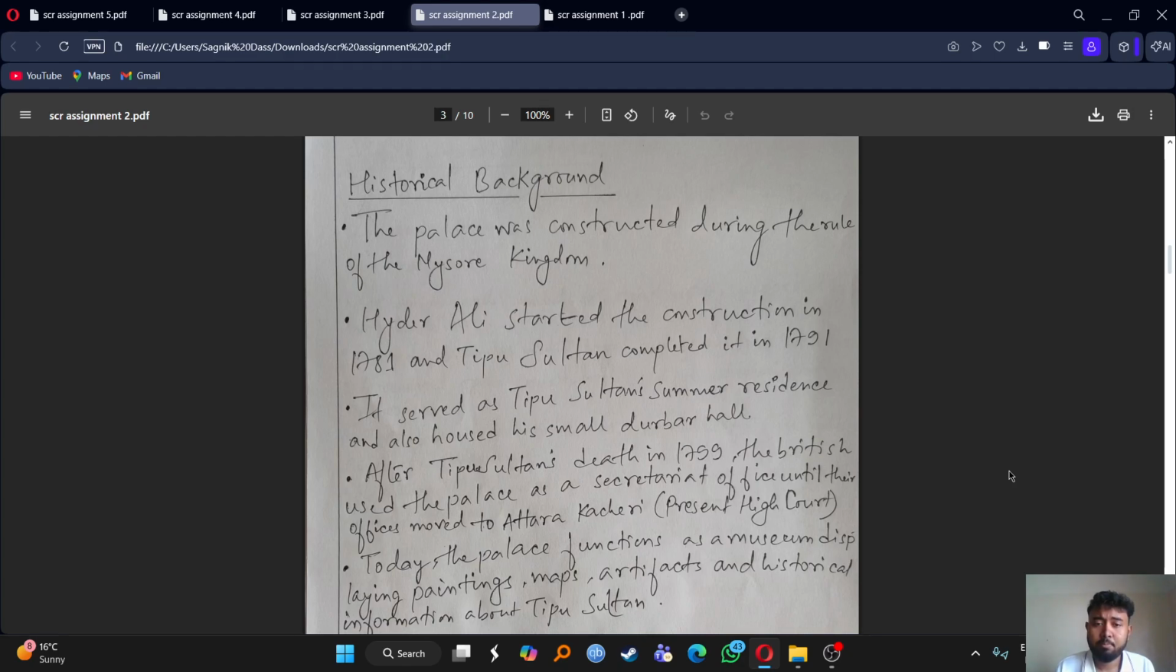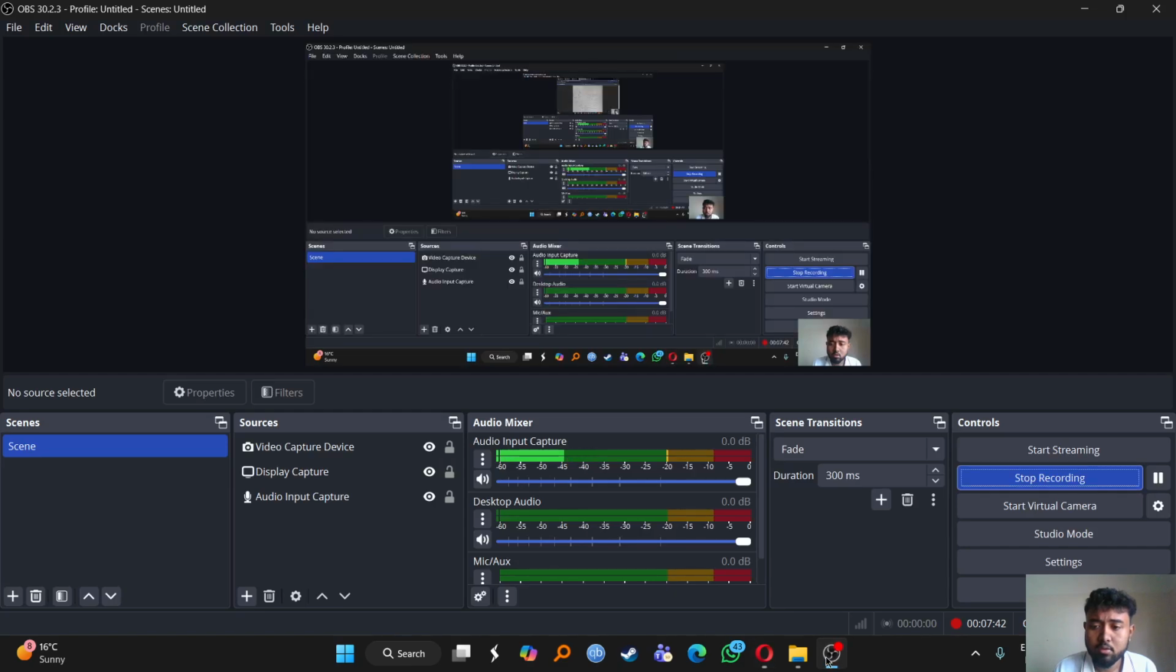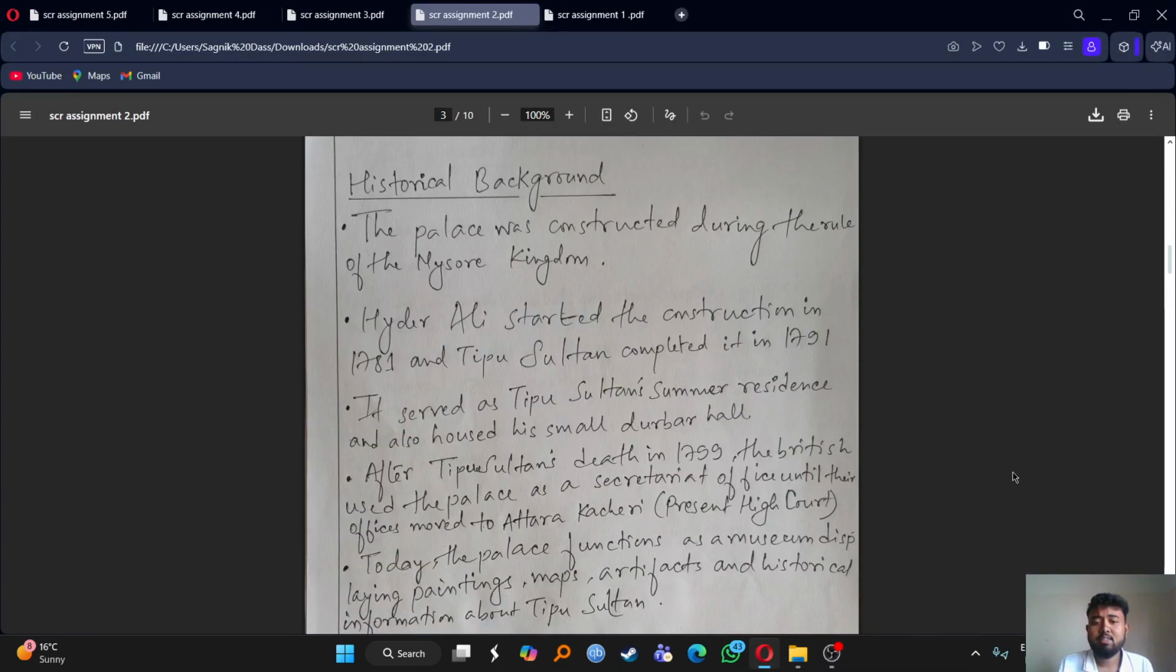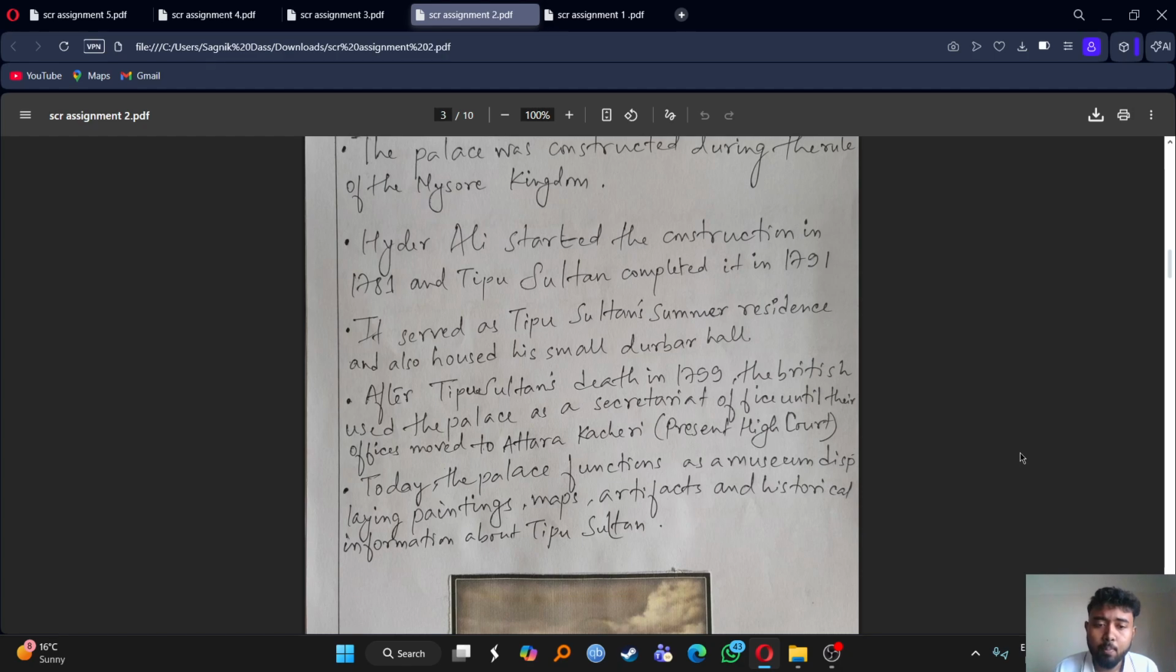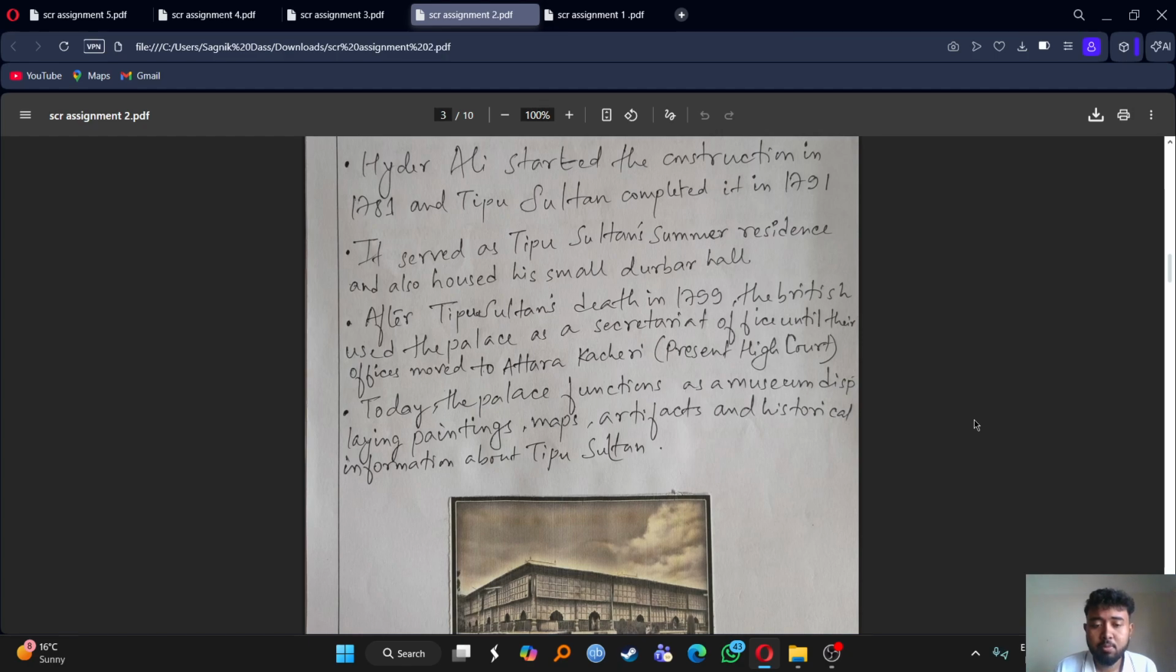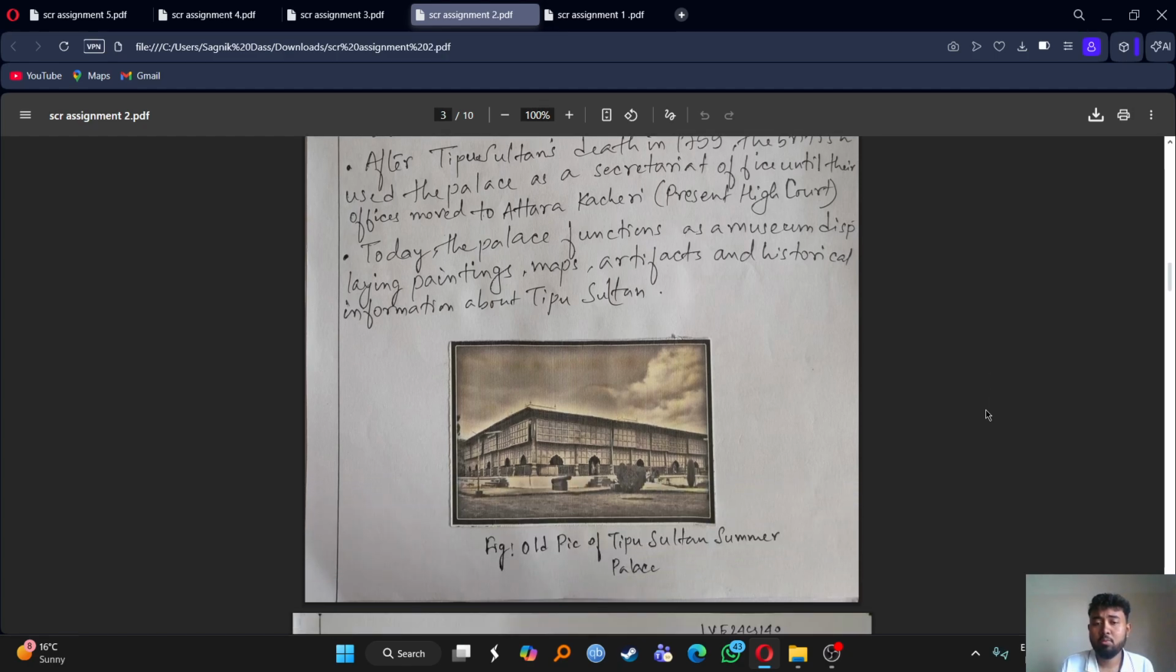Historical background: the palace was constructed during the rule of the Mysore Kingdom. Hyder Ali started the construction in 1781 and Tipu Sultan completed it in 1791. It served as Tipu Sultan's summer residence and also houses his small Darbar hall. After Tipu Sultan's death in 1799, the British used the palace as a secretariat until their offices moved to Attara Kacheri, the present High Court. Today, the palace functions as a museum displaying paintings, maps, artifacts, and historical information about Tipu Sultan.